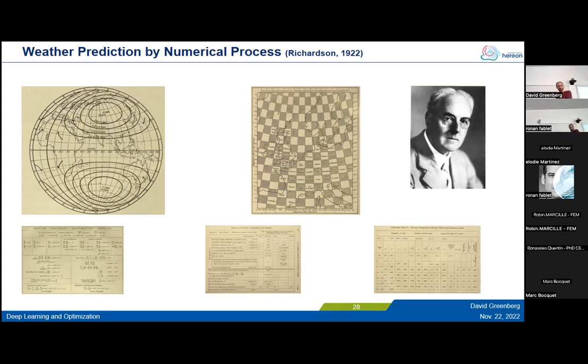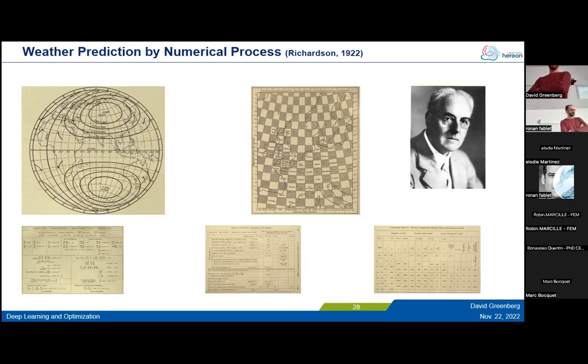But 100 years ago, Richardson said, actually, there might be a better way. We have all these equations about fluid dynamics, about temperature, about pressure, about wind speed. We could actually use, as crazy as this sounds, differential equations to predict the weather. And he pictured this giant room full of people doing all these calculations by hand.